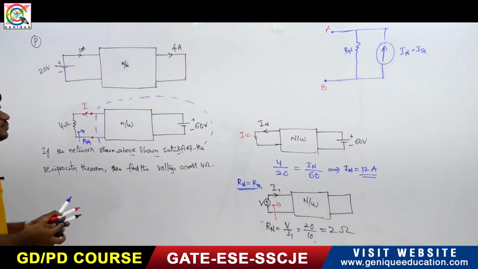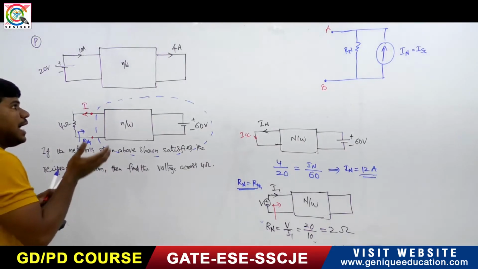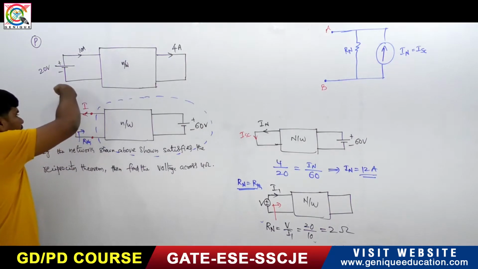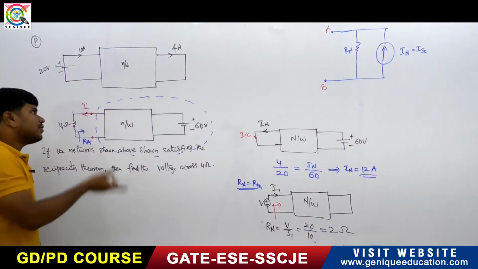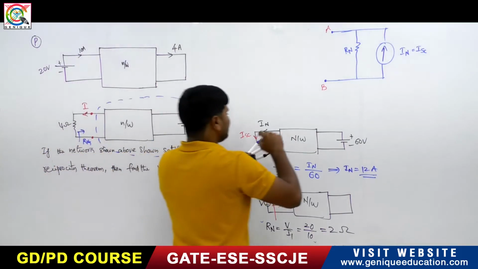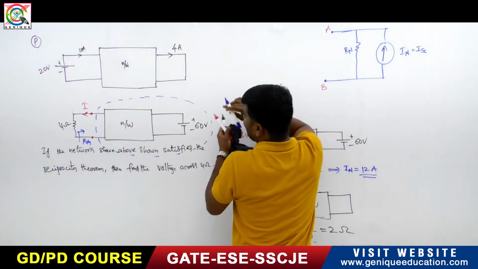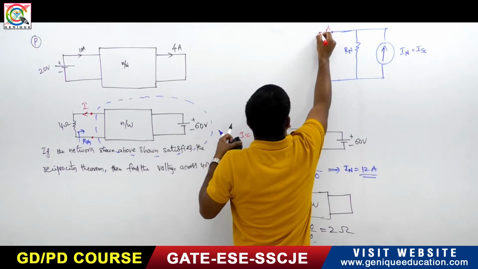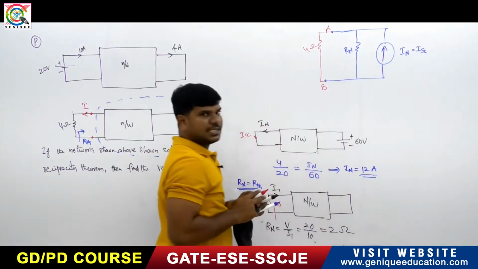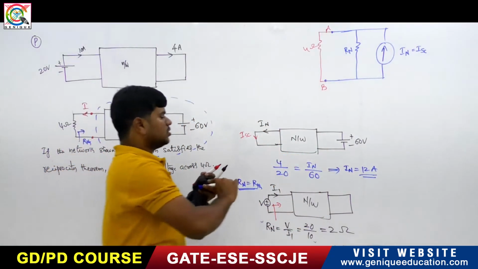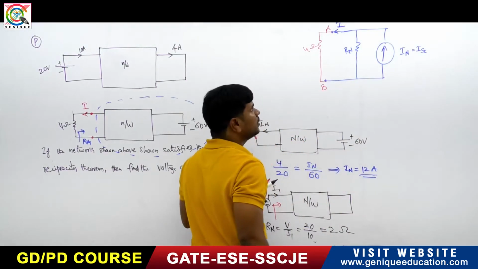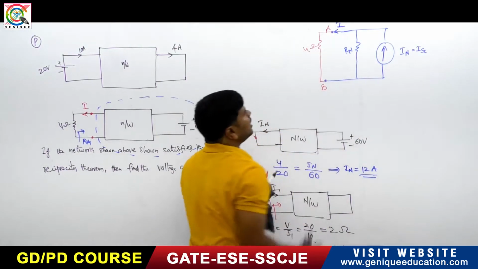Now what we have to find? I have to find the current in this 4 ohm resistor. After finding the current, I have to find the voltage across it. So that's why I have to connect this 4 ohm resistor again. This is the current flowing in this direction. This is I. So how can I find the current in this?